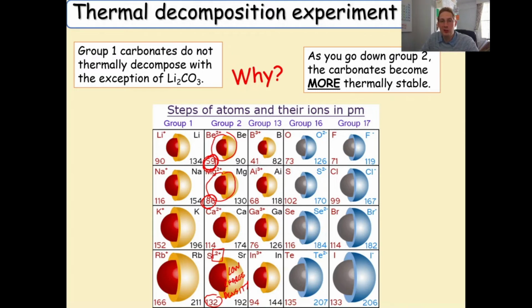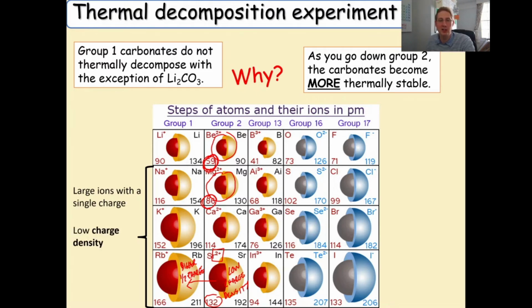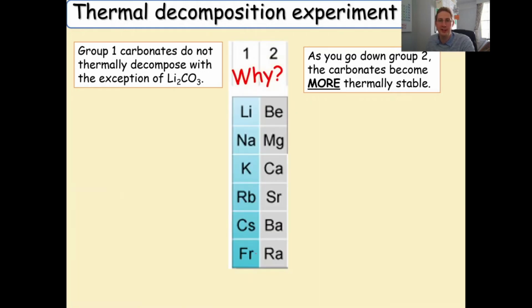What about for group 1? Why is it that only lithium carbonate decomposes? Well, if you have a look here, not only are the ions bigger, but they've also got half the charge. So they have an even lower charge density. So clearly this is something to do with the charge density of the cation. These are large ions, sodium, potassium and rubidium with a single charge. They have a low charge density.